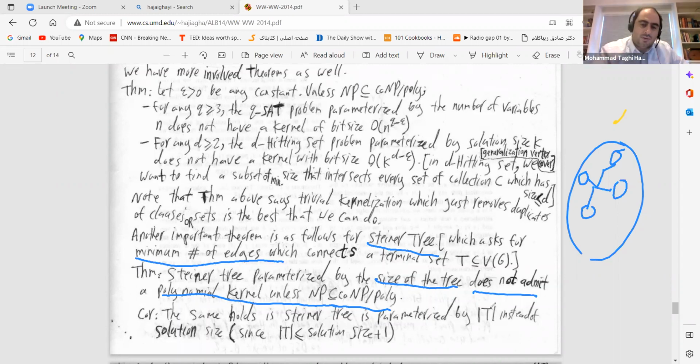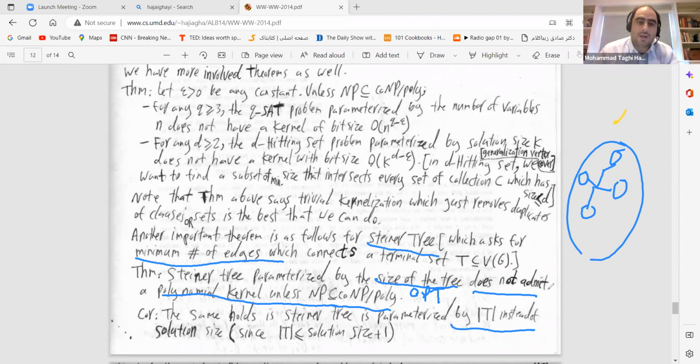For a parameterized problem, you can parameterize it in different ways. Here it is parameterized by opt. But even if you parameterize by the number of terminals, so if I have at most k terminals, still you can say that Steiner tree, parameterized by the optimum or by the number of terminals, the vertices that you want to connect, does not have a kernel of size less than 2 to the k.